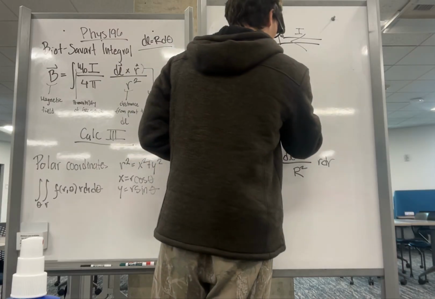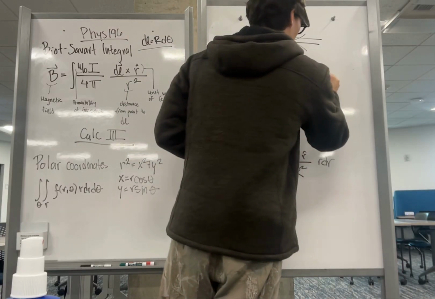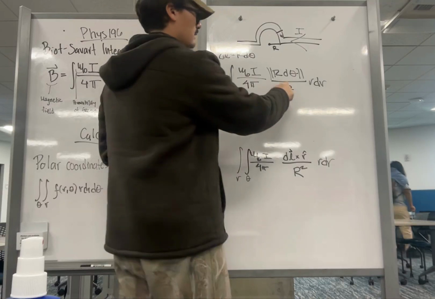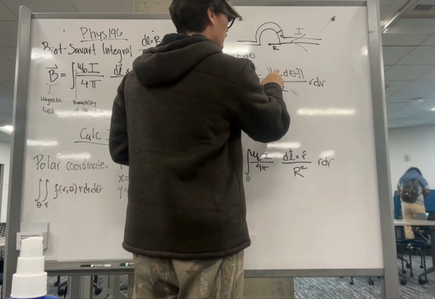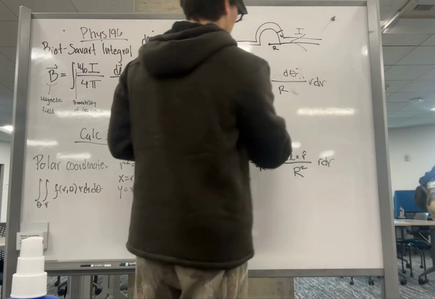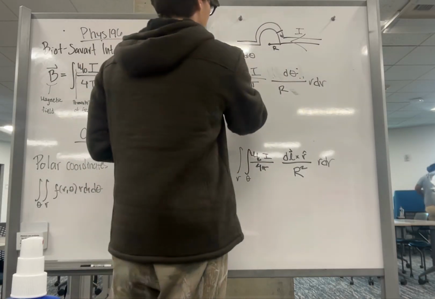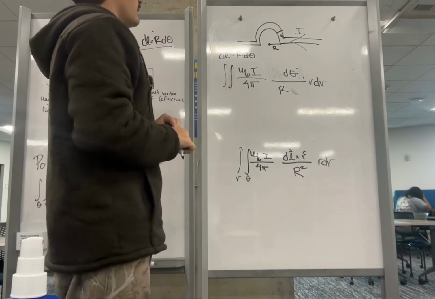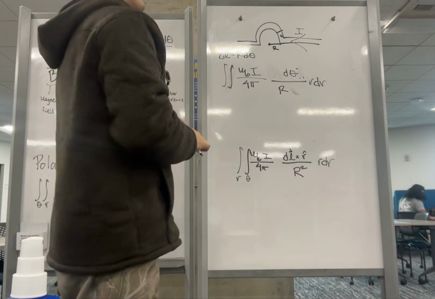And then that turns to r squared, r dr. So these cancel, and you're left with d theta, all this little cluster. Oh, sorry, I forgot, for r. Now, we can simplify this, and then we can set the bounds.